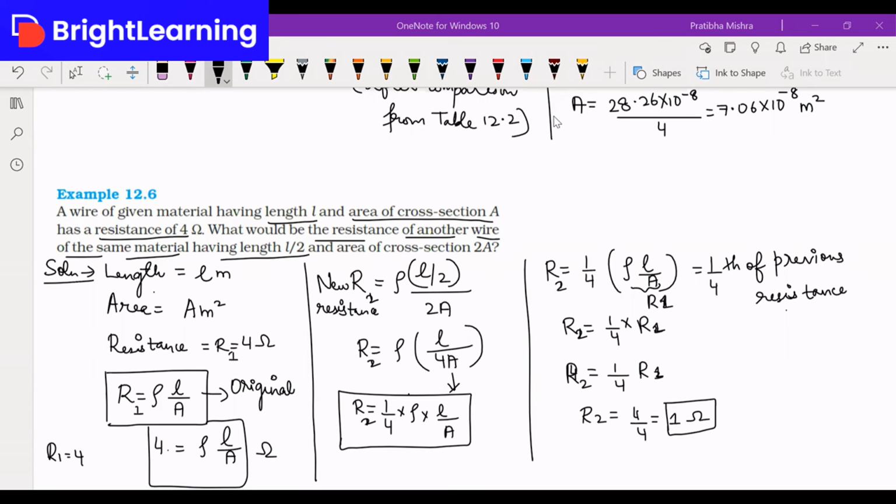What is meant by rho, ma'am? Rho is nothing but just a symbol, a constant of proportionality. It is just a name, which means how much resistivity that material has in itself. It's written as the symbol rho, but the name of that thing is resistivity.